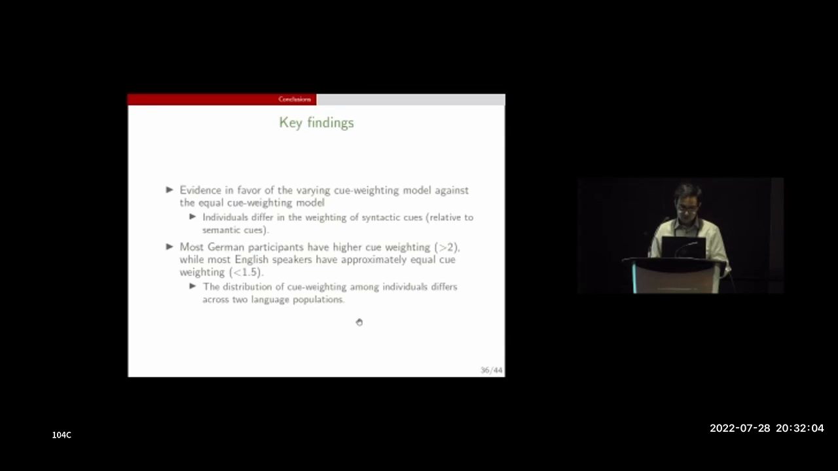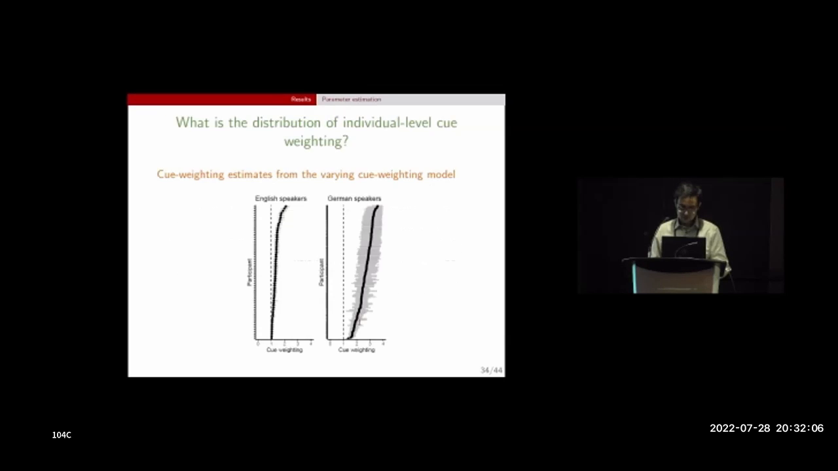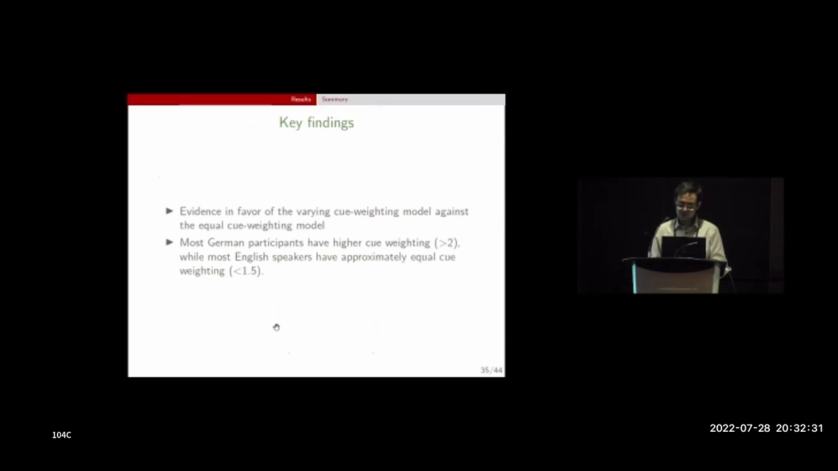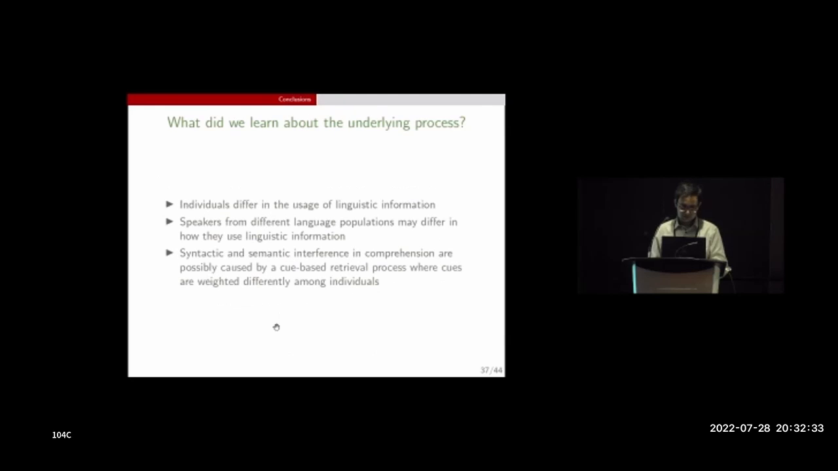And the interesting point from the last set of results is that you can see that although individuals differ, the distribution is also different in these two populations. So using this distribution of individual level parameter estimates, we can draw inferences about differences between two populations. So we are not just relying on the average parameter estimates here, we are using the information from the distribution of individual level parameter estimates.